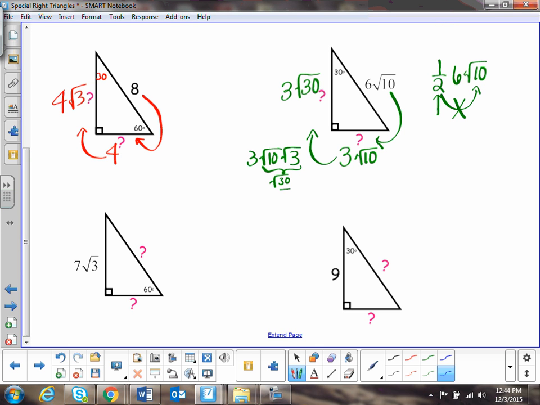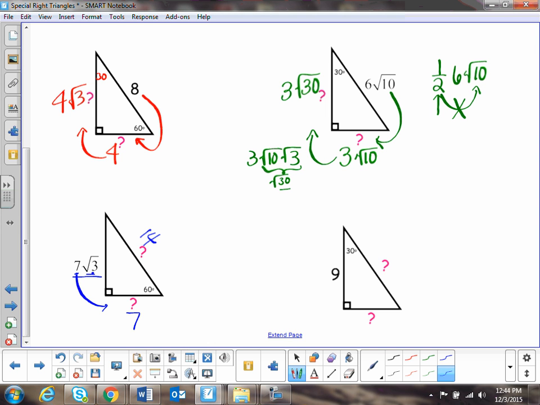Okay, this one's easy though. This is in the form that we want. It is 7 radical 3. So since that's a radical 3, the coefficient we know is going to be your short leg. So the short leg is 7, double the 7, we get 14. Okay, that's the easy one.